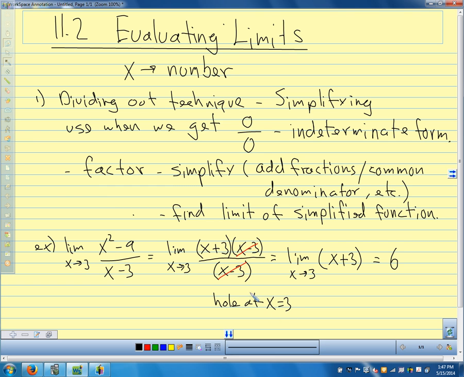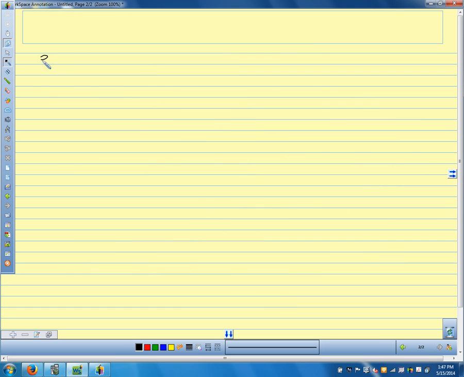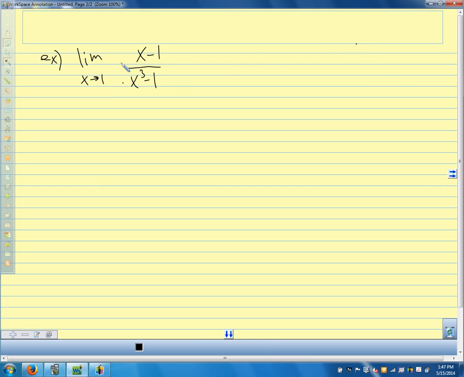All right. Let's look at another one. Question Z. How about the limit as x approaches 1 of x minus 1 over x cubed minus 1? If I plug in 1, first thing we do is try plugging in 1. If I plug in 1, I get 0 over 0. I get an indeterminate form. That says, got to do more work.